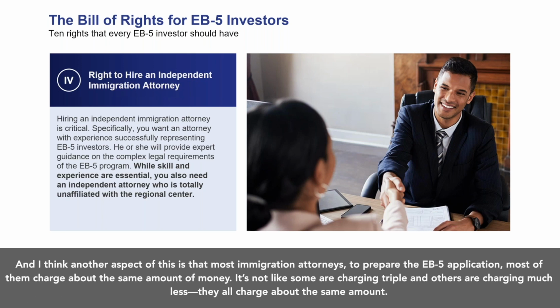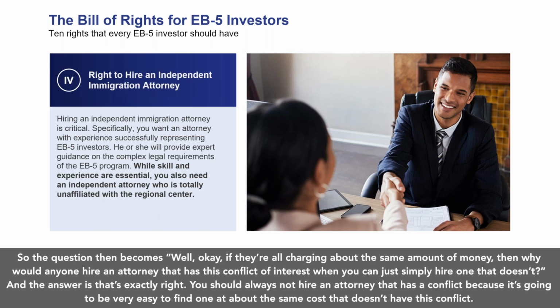I think another aspect of this is that most immigration attorneys who prepare the EB-5 application charge about the same amount of money. It's not like some are charging triple and others are charging much less. They all charge about the same amount. So the question becomes, if they're all charging about the same, why would anyone hire an attorney that has this conflict of interest when you can simply hire one that doesn't? The answer is that's exactly right. You should not hire an attorney that has a conflict, because it's very easy to find one at about the same cost that doesn't have this conflict.